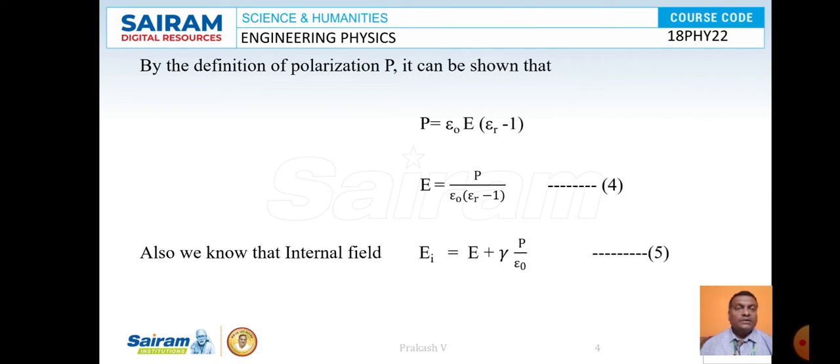So E is given by P by epsilon 0 into epsilon r minus 1. Consider this as equation number 4. Also we know that the internal field Ei is equal to E plus mu into P by epsilon 0. So internal field Ei is equal to E plus mu into P by epsilon 0. Consider this as equation number 5.